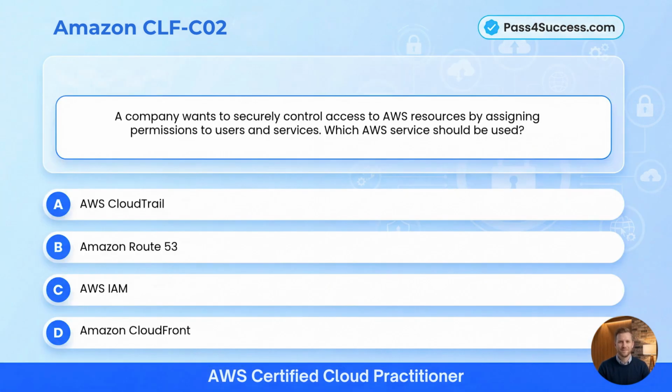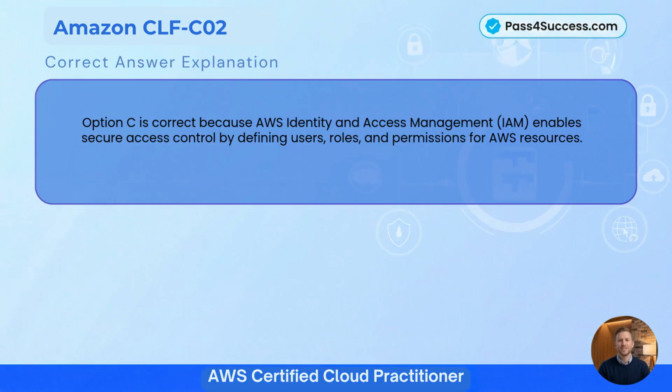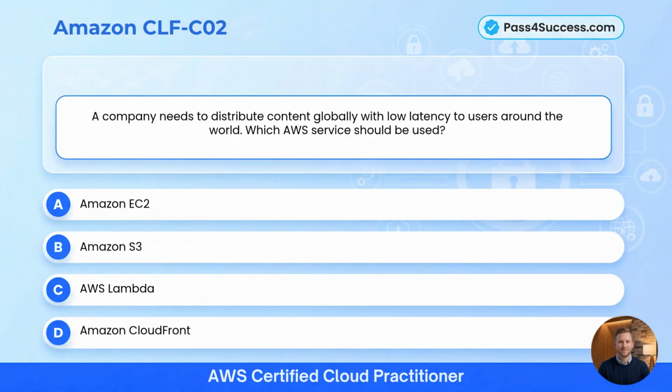Question number 3. A company wants to securely control access to AWS resources by assigning permissions to users and services. Which AWS service should be used? Option A, AWS CloudTrail. Option B, Amazon Route 53. Option C, AWS IAM. Option D, Amazon CloudFront. Option C is correct because AWS Identity and Access Management, IAM, enables secure access control by defining users, roles, and permissions for AWS resources.